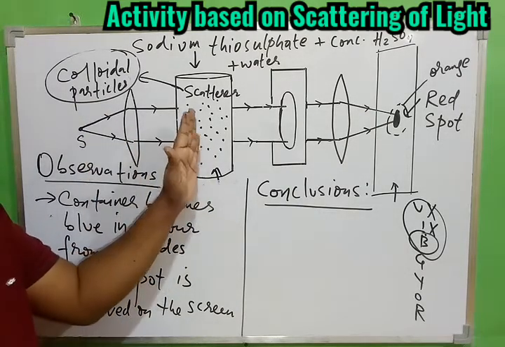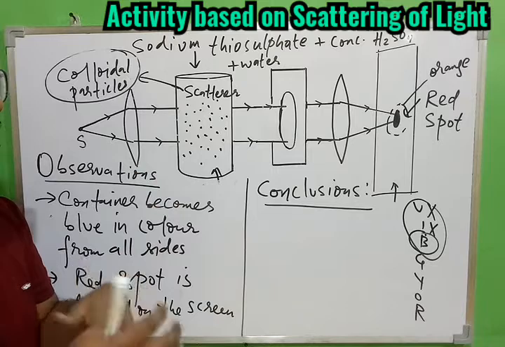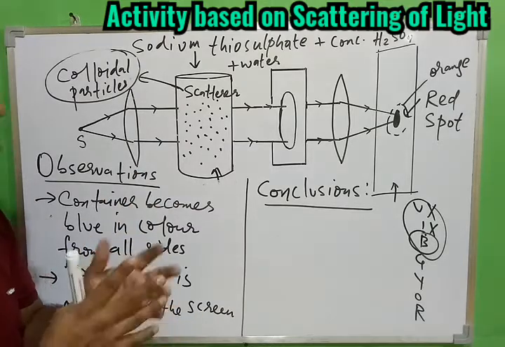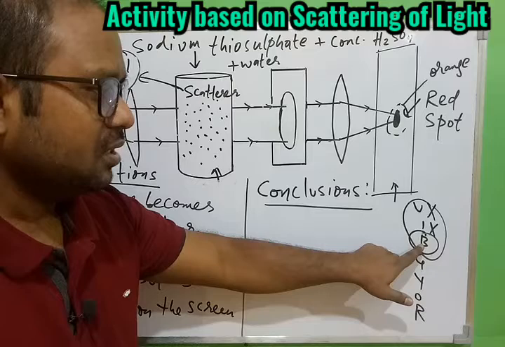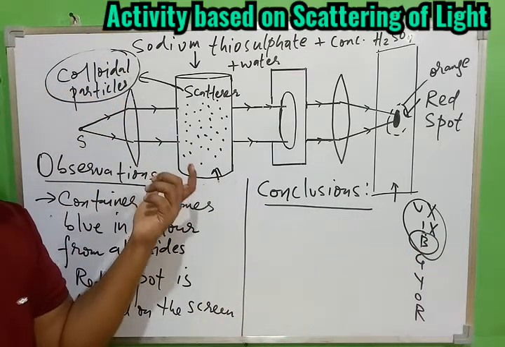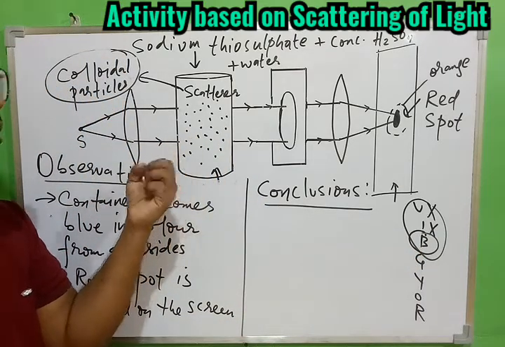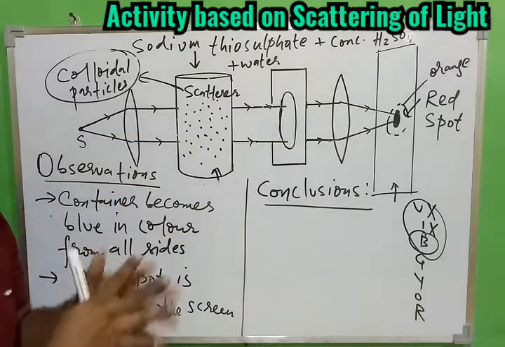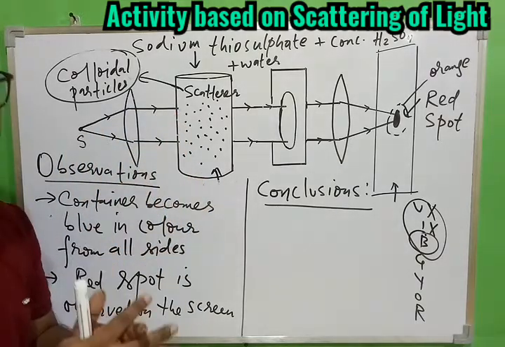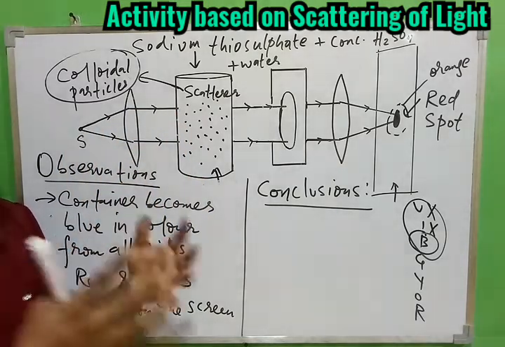So once the white light passes through this colloidal solution, we know now the sulfur particles, which are colloidal particles, will scatter the light, and because of the scattering, what will happen? The blue color will be visible to you. So overall in all directions the blue color will be visible to you, and that's why the entire container becomes blue in color. And this gives a very simple explanation why the sky appears blue in color.